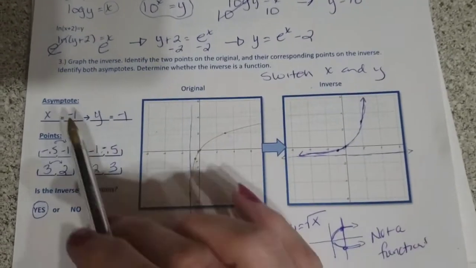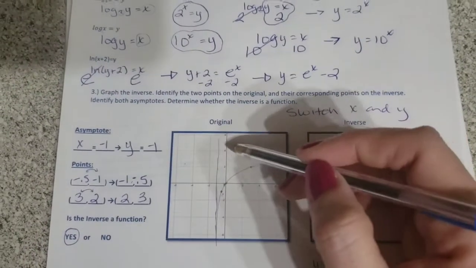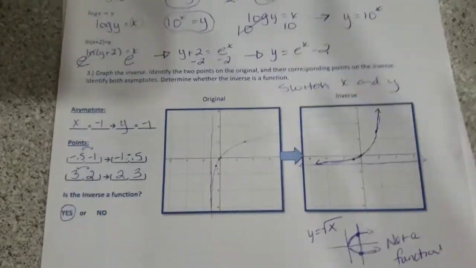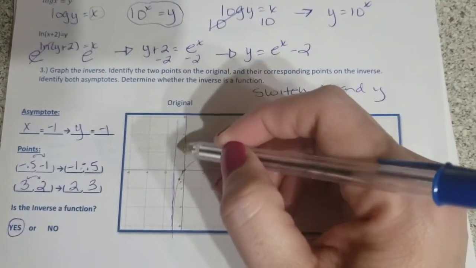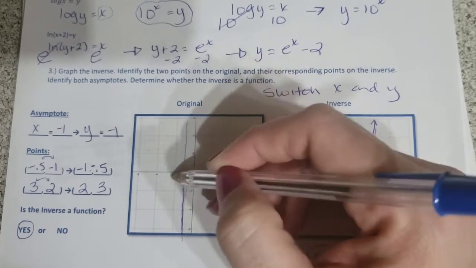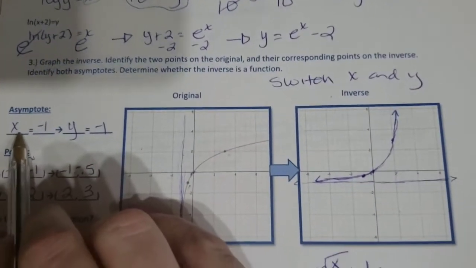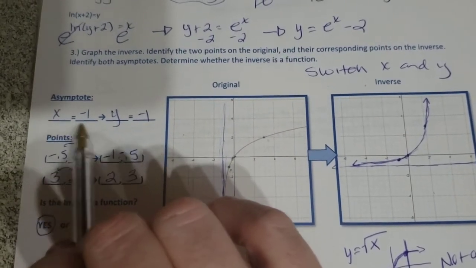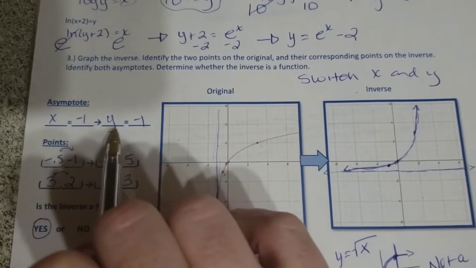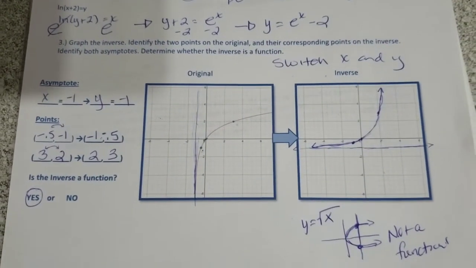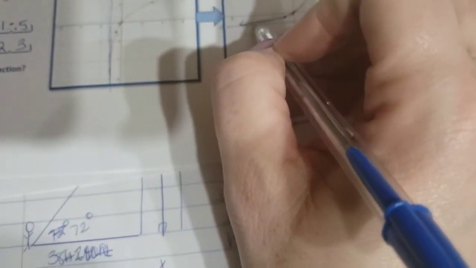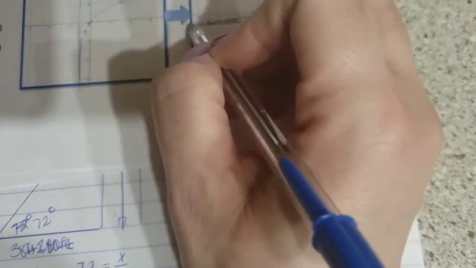So the first thing I have to do is identify the asymptote. Remember, the asymptote is the line that a graph approaches but never reaches. This one looks like it evens out at x equals -1. My original asymptote was x equals -1. I'm going to change this x into a y and rewrite an equation. So in this case, y equals -1 is the asymptote of my inverse. Here's my line at y equals -1.